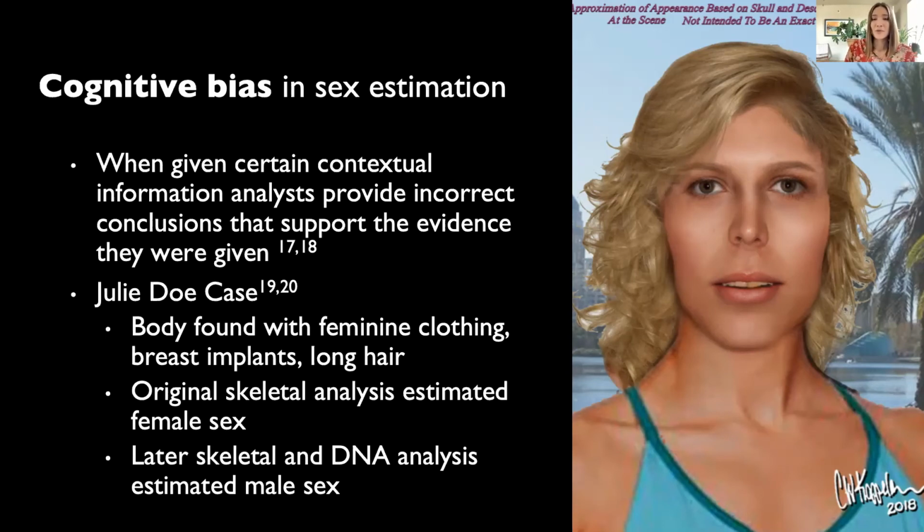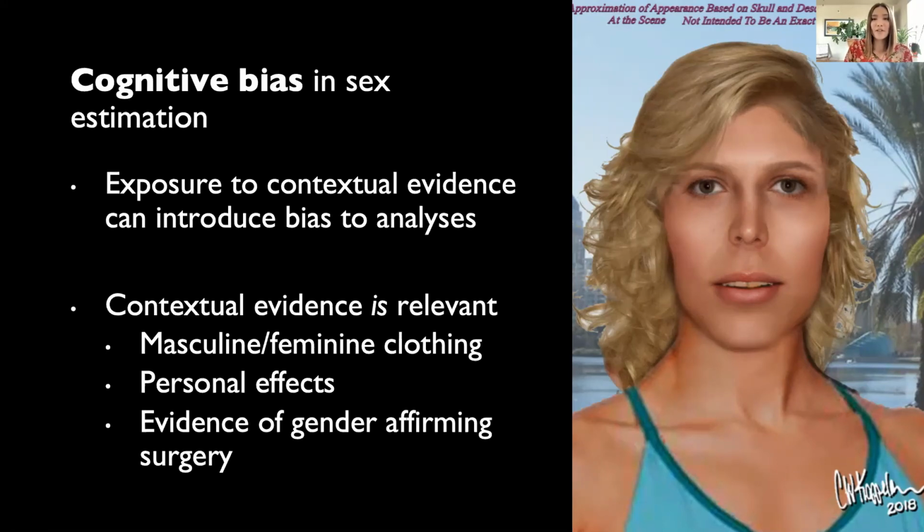When anthropologists went back and analyzed those bones 30 years later, without being given any of that contextual information about the decedent's clothing or appearance, they estimated the sex to be pretty clearly male. And DNA analysis confirmed that there were XY chromosomes. After this, the individual was named Julie Doe after a character in an LGBT film, and the case is still being investigated.